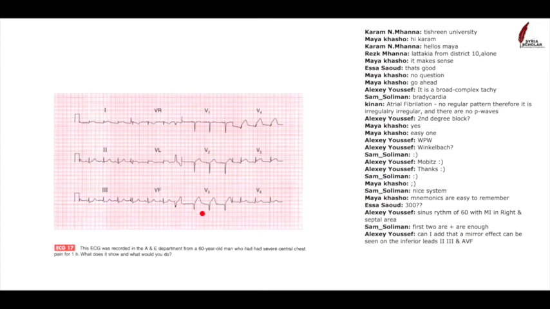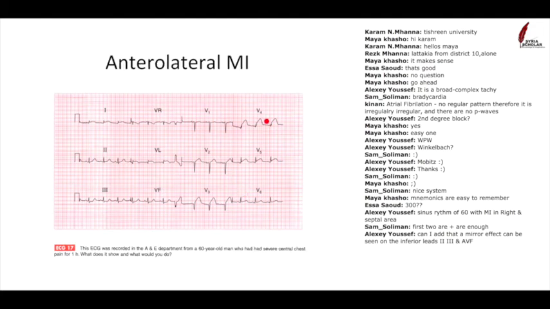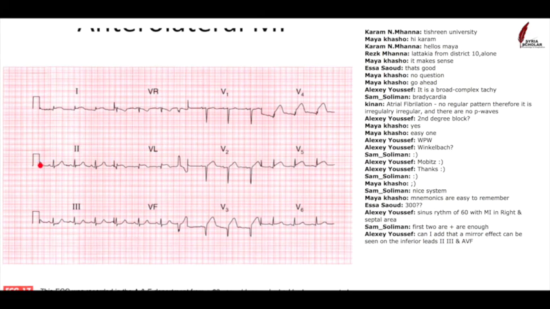Okay, so 75% thought it was the anterior, 1% thought it was inferior. So let's look at how wide this anterior lateral myocardial infarct is. If you look at the inferior sections, for people who said it was inferior, following the isoelectric line through, there isn't really any ST segment elevation. It might be slightly depressed.